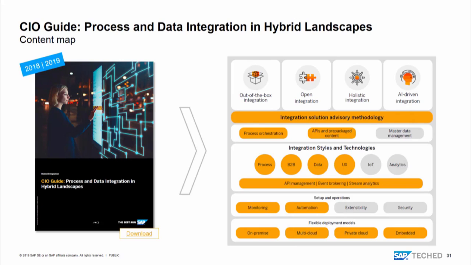And it also follows these 4 key principles that I have shown on my first slide. So it's about out-of-the-box integration, what we are doing for SAP to SAP integration, open integration, holistic and AI-driven integration. We also included a chapter on the methodology and how it links to the technologies. We also covered process and data integration guidance with cloud platform integration, the SAP Data Hub. What are the patterns there? Also with API management, we have included very detailed patterns.